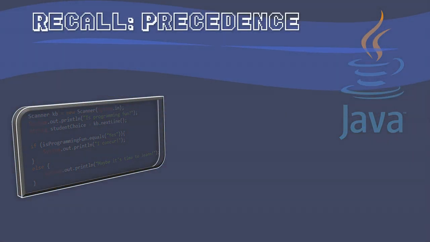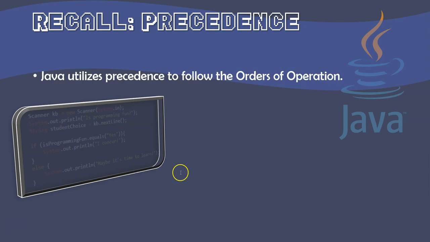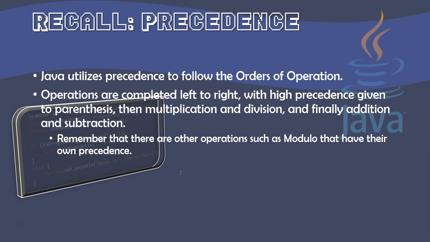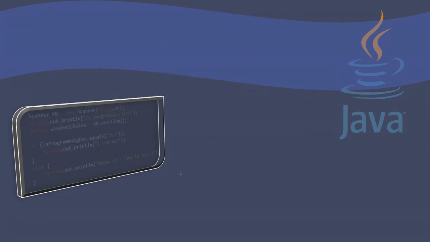Well, just as a quick recall, when we talk about precedence, the thing you have to remember is that Java utilizes precedence to follow the order of operations. Therefore, operations are completed left to right, with high precedence given to parentheses, then multiplication and division, and finally addition and subtraction. Remember, we did talk a little bit before about some other operations, such as modulo, that have their own precedence, or even things like increment or decrement. But again, we're not going to worry about it for the focus of this lesson. So this is a quick lesson today.